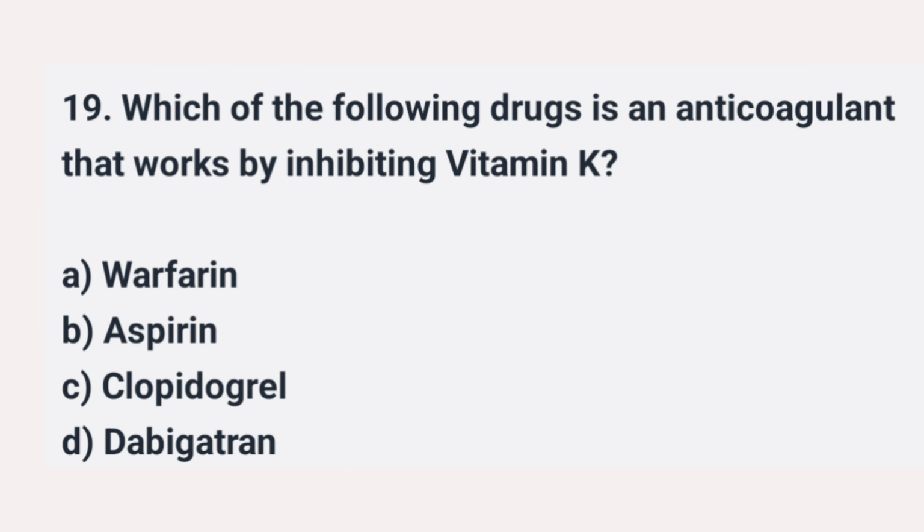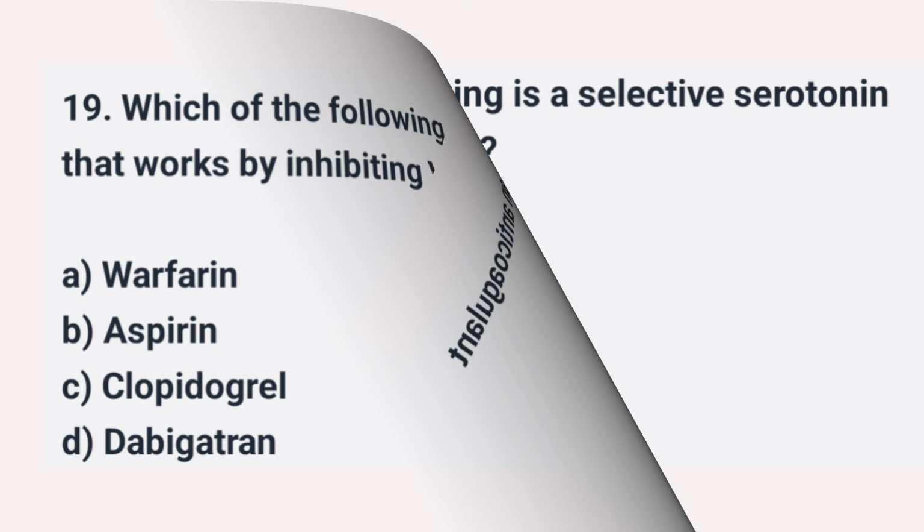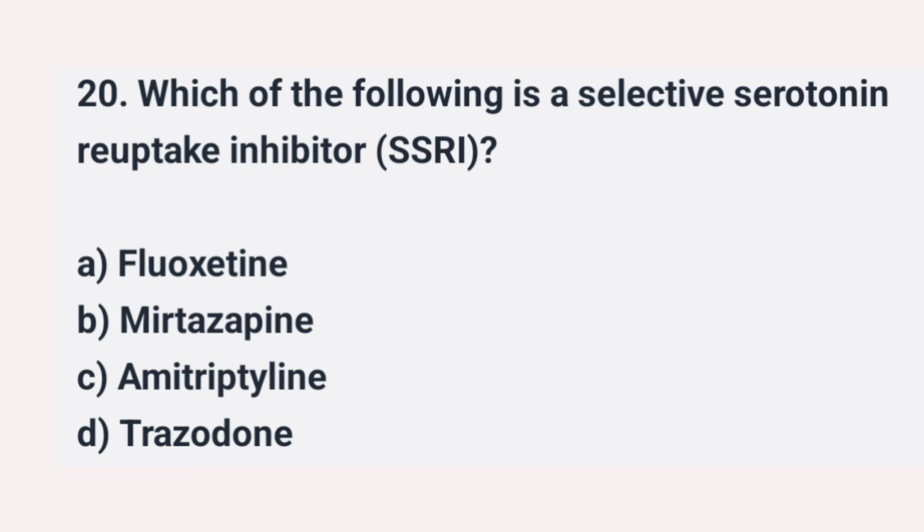Question number 19. Which of the following drugs is an anticoagulant that works by inhibiting vitamin K? The right answer is option A, warfarin. Question number 20. Which of the following is a selective serotonin reuptake inhibitor? The right answer is option A, fluoxetine.